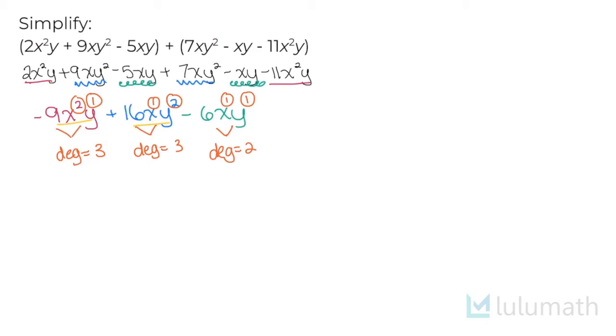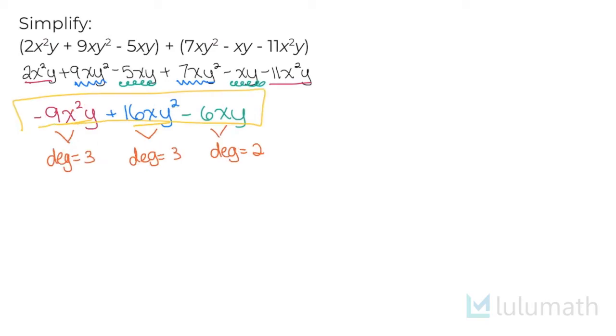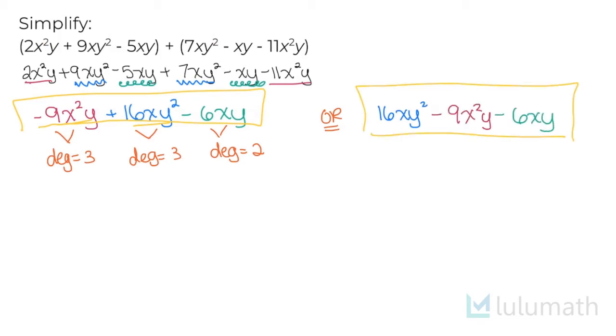So either way will work. I could put the negative 9x squared y first, or if I wanted to, I could put the 16xy squared first. Because when they have the same degree, it doesn't matter which one goes first. And this is one of my two possible final answers here, this being the other final answer.